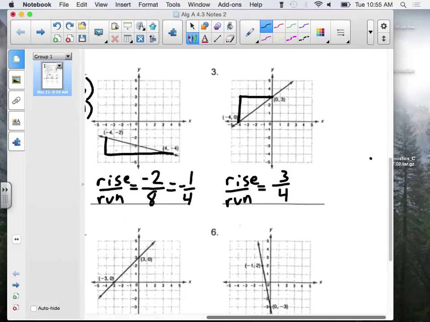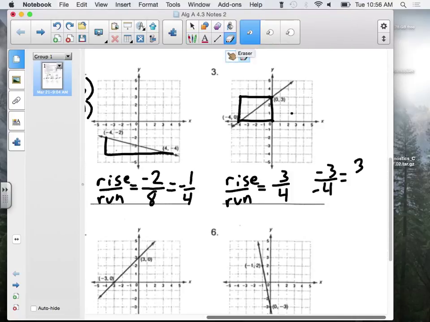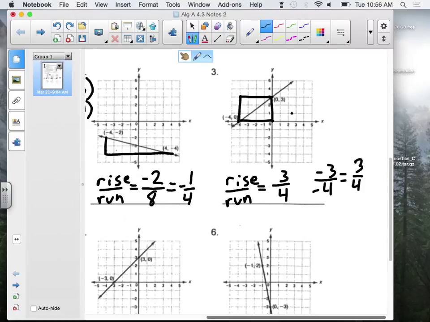Now, what if we started with the other point, (0, 3)? You go down, so our rise would be -3 over -4, and that equals still 3/4, because a negative divided by a negative is a positive. Exactly. So if we start at either point, we should always get the same slope.